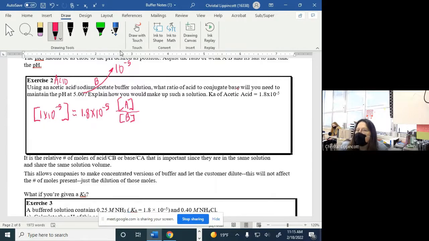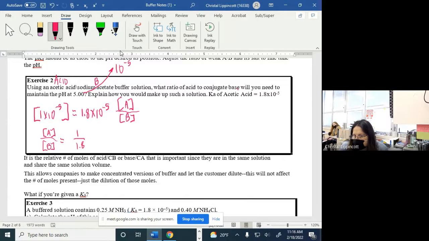So I want to figure out this ratio. What am I going to do? I have an equation. I'm going to divide both sides by this value. And that's going to tell me that my ratio of A to B is going to equal 1 over 1.8.